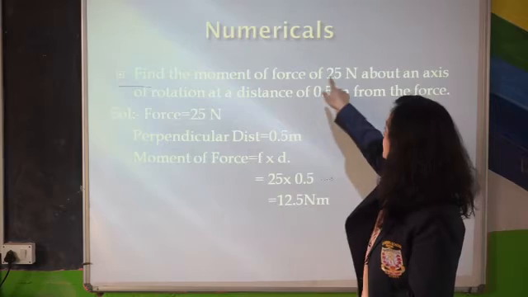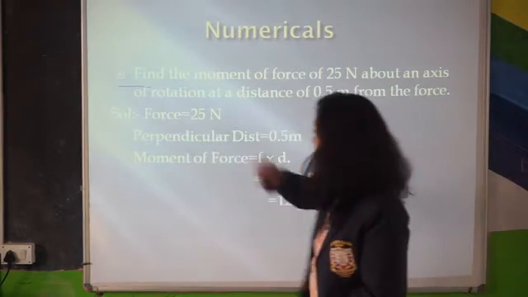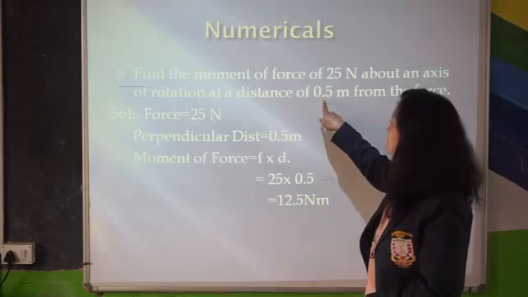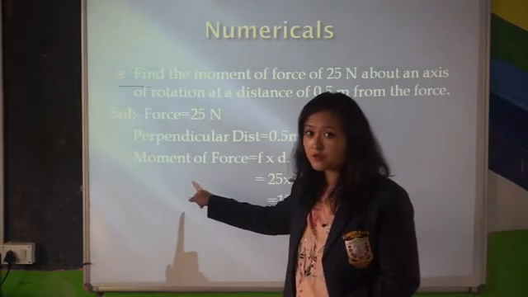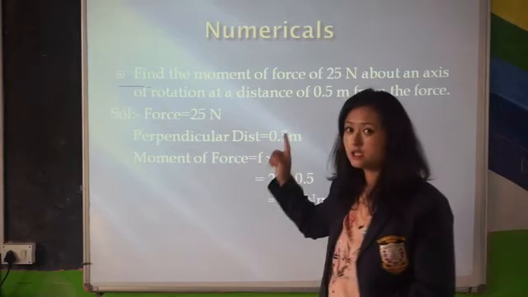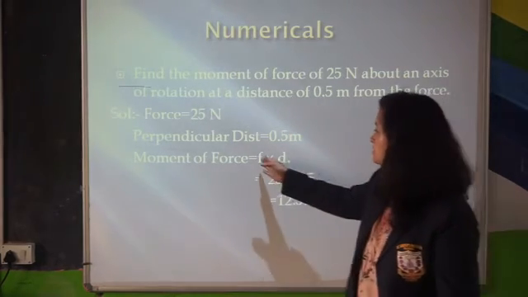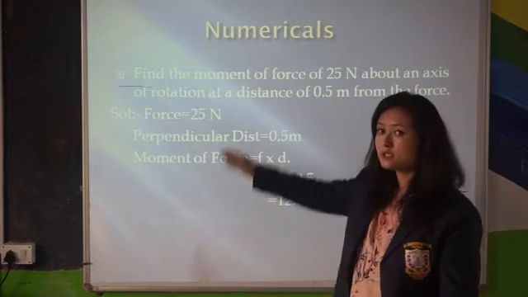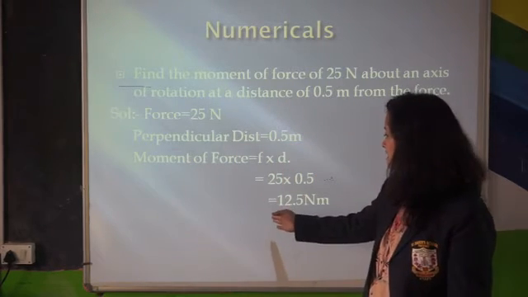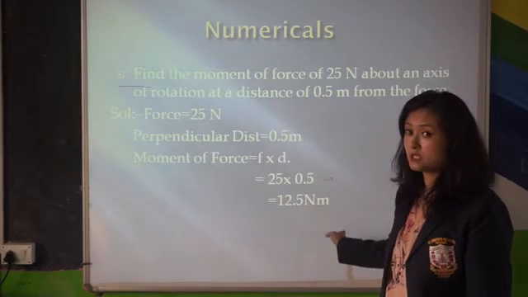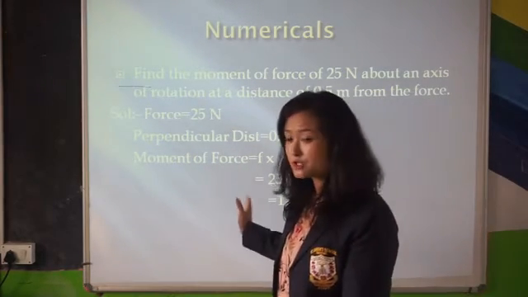Here, force of 25 Newton is given. That means 25 Newton is your force. How much is your distance given? 0.5 meter. The formula for moment of force is F into D. So you simply have to put the value of F and D and multiply them. So what's the value of F? 25 Newton. What's the value of D? 0.5 meter. When you multiply them, you get it as 12.5 Newton meter. Newton meter, not joule. Just remember that. So this is your first question.